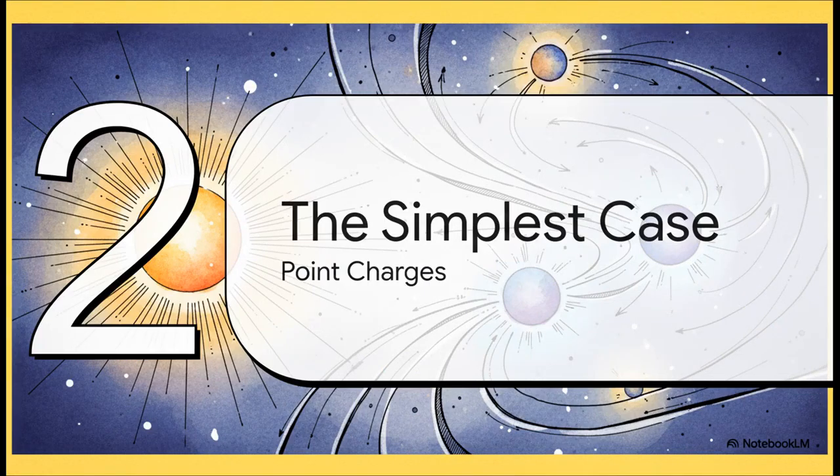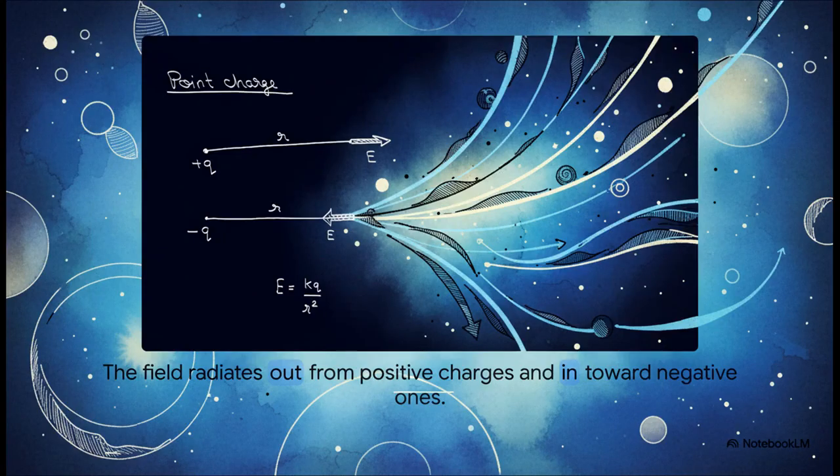Right, so to understand the fields from all these big, complicated objects, we have to start with the most basic case there is, the field from one single solitary point charge. And this is it. It's actually beautiful, right? For a positive charge, the field lines just radiate straight out in all directions, kind of like rays from the sun. For a negative charge, they all point straight in. And the strength of this field follows a really simple rule. E equals k times Q divided by r squared. Now that r squared part is super important. It means the field gets weaker really fast the further you get from the charge. We call that an inverse square law.